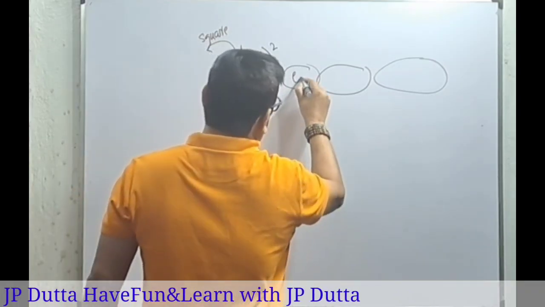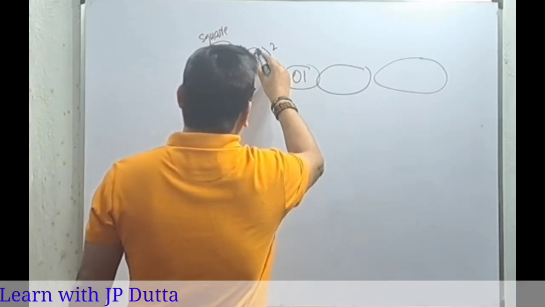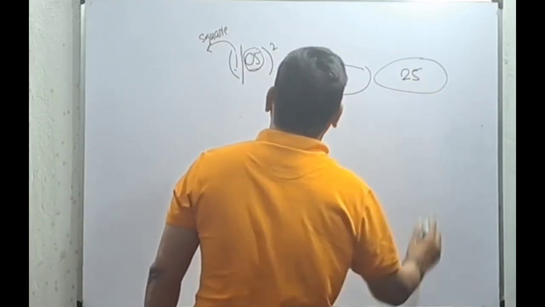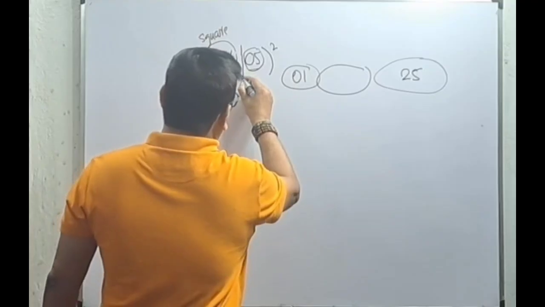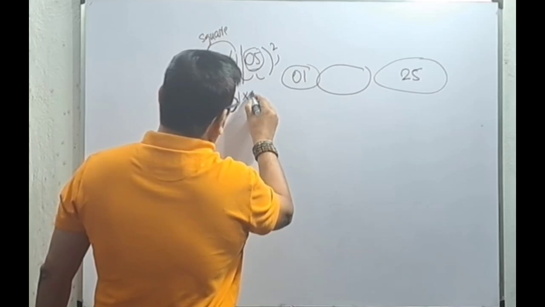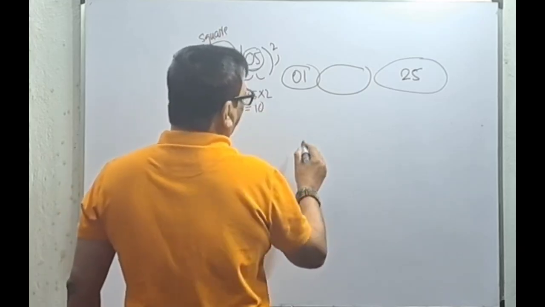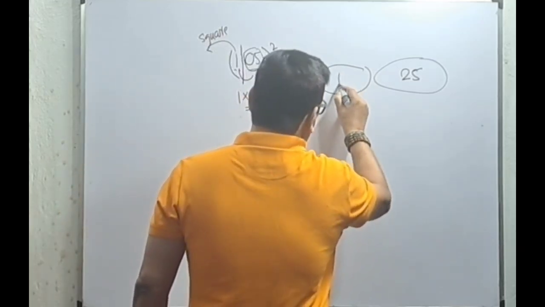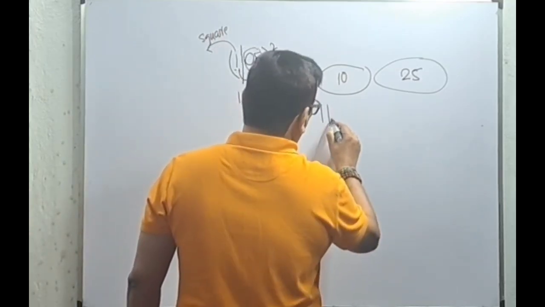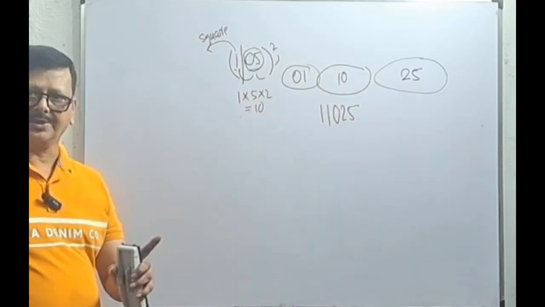So you get 01. Right? Now you square 05, which is 25. Correct? Okay? Now what you do, you multiply, and this value is 5, and then 2. So 1 multiplied by 5 multiplied by 2, that is equal to 10. So you write 10 here. So the answer is 1, 1, 0, 2, 5. Check and tell me. That's correct, right?